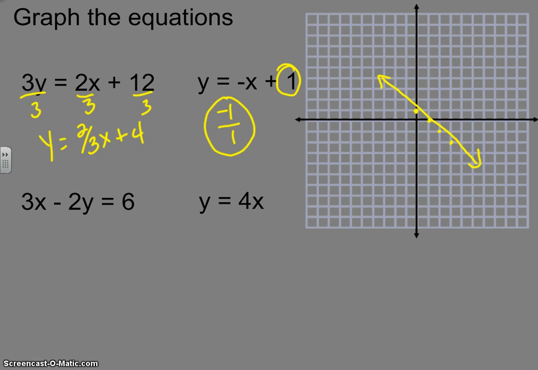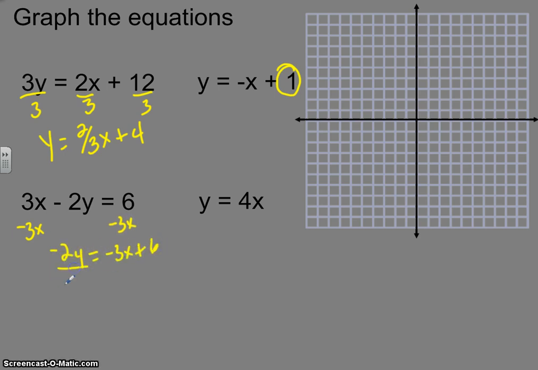Let's look at the next equation that we have. What happened? We can't do that for some reason. Let me erase this. Okay, the next equation is 3x minus 2y equals 6. We're going to subtract 3x from both sides. We're solving for y. That is a must. -2y is equal to -3x plus 6. Divide by -2.